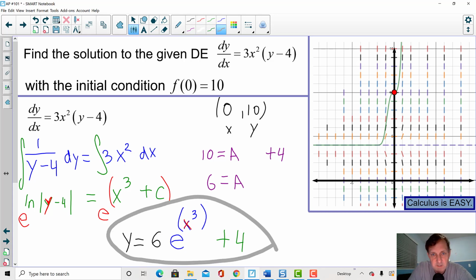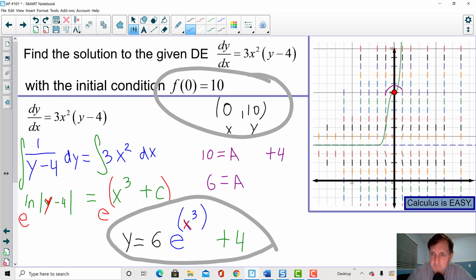Again, you always want to check. If you plug in a 0, do you get 10? So you always want to check your initial condition just to make sure that it works. You can see that we do have it graphed over here on the right. This point right here is 0, 10.